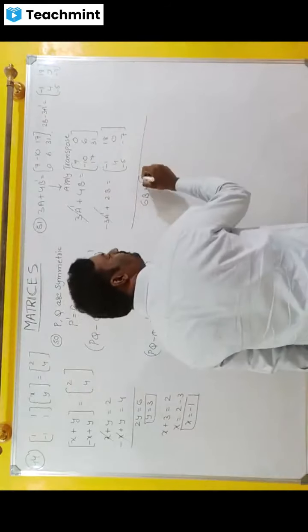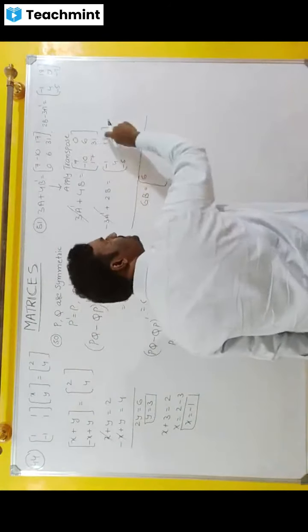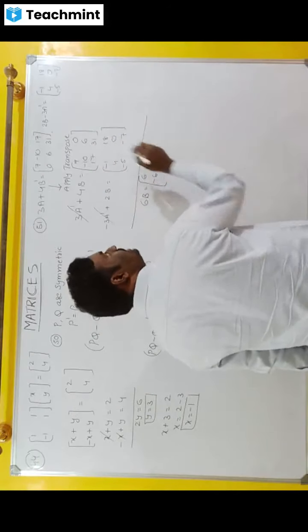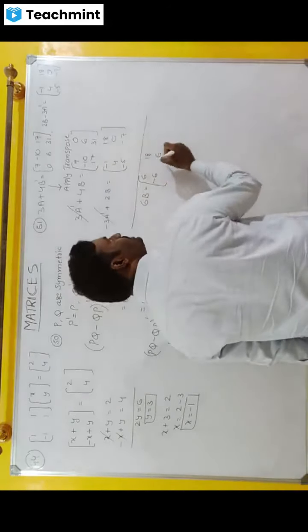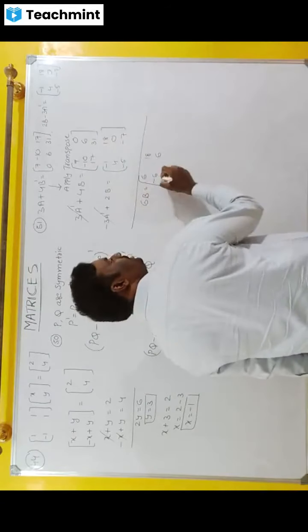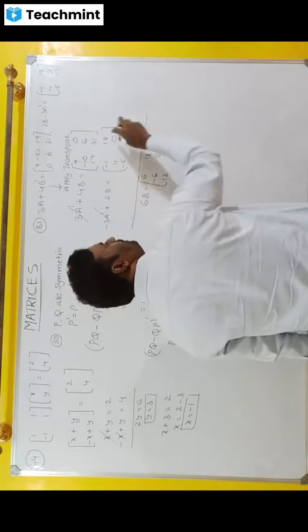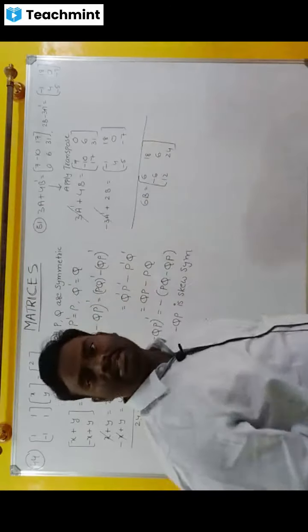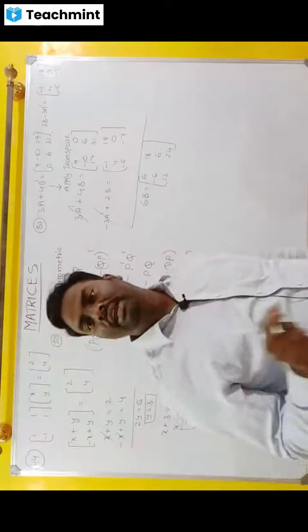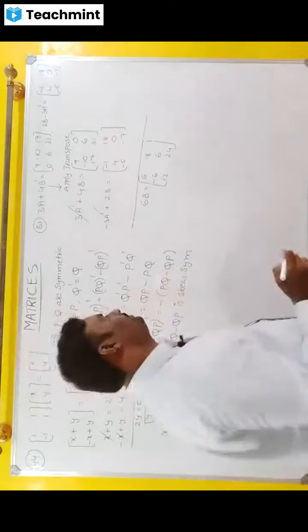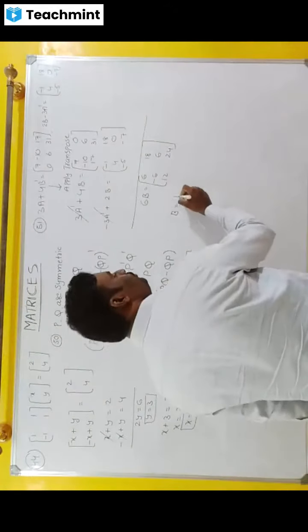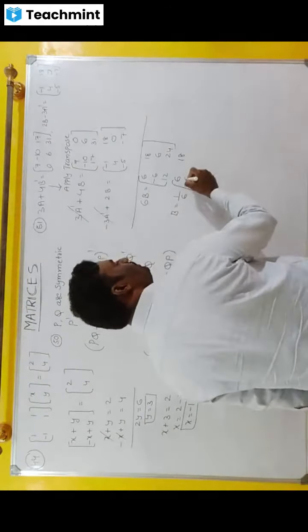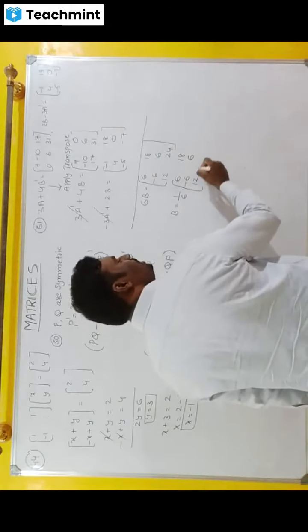7 minus 1, 6. 0 plus 18, 18. Minus 10 plus 4, minus 6. 6 plus 0, 6. 17 minus 5, 12. 31 minus 7, 24. This is 6b. But we require the B matrix. Send 6 to this side. B is equal to 1 by 6 into the matrix 6, 18, minus 6, 6, 12, 24.